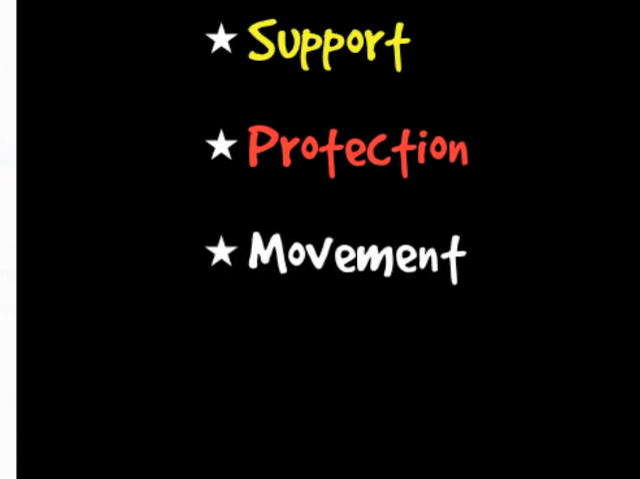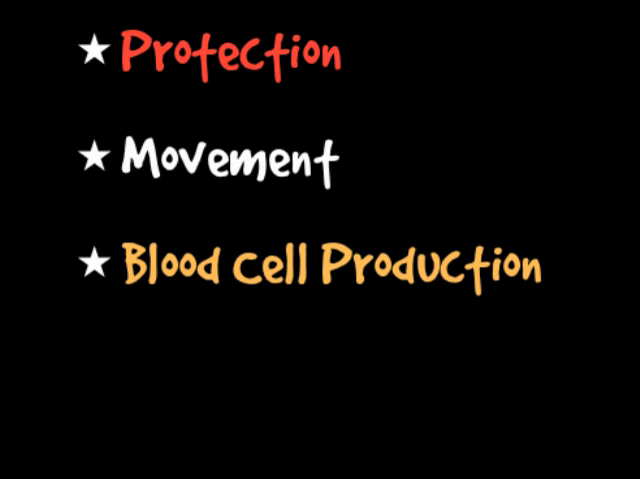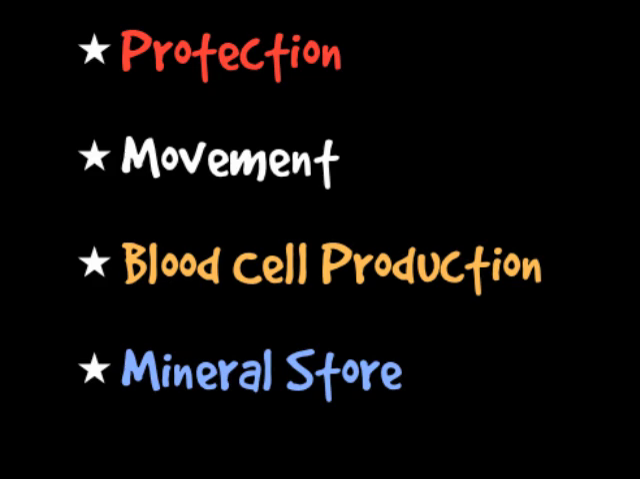In accordance with this, your skeleton has 5 main functions. Number 1 is to support your body. Number 2 is for protection of your vital organs. Number 3 is to allow you to move. Number 4 is to produce red blood cells. So in the centre of your bones, there is a system in place that will help you produce more red blood cells for your body. And number 5, your bones also help to provide a mineral store for your body.